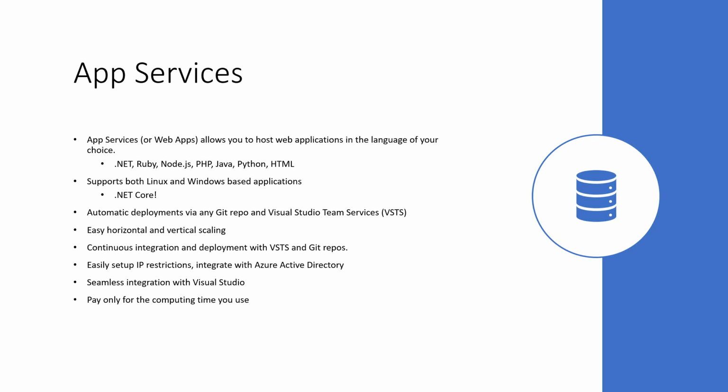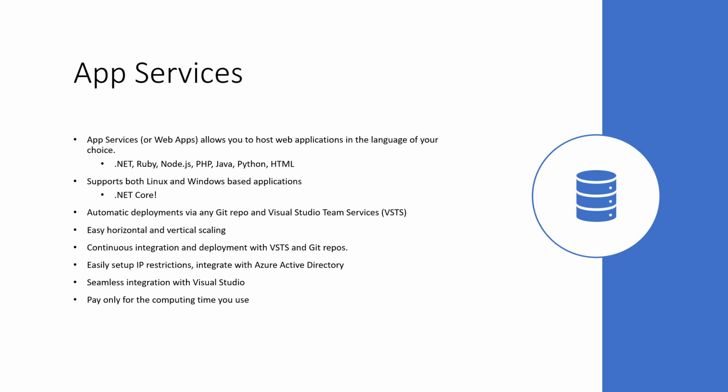App services, again, easy horizontal and vertical scaling. Horizontal scaling would be scaling out horizontally. That would be adding more web servers, for instance. Vertical scaling would be scaling up, so adding more RAM, adding more CPU as necessary.